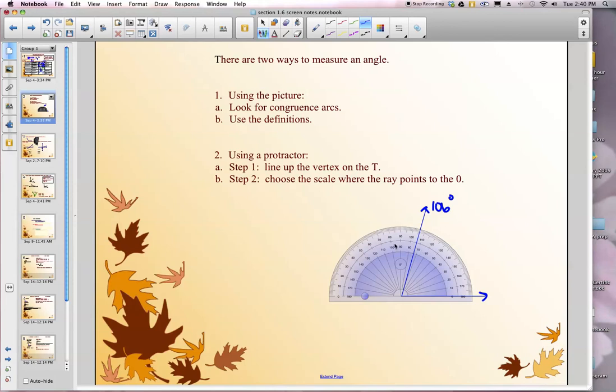And the problem is, notice that there's two scales on a protractor. Make sure you're using the correct scale. Okay? When you're measuring an angle, you wouldn't start at 180 and count backwards. You would start at 0 and count up. So go over here, 0 and up, that gives us 74 degrees, not 106 degrees. Okay, so be sure that you are careful when you are measuring with a protractor that you're using the correct scale.